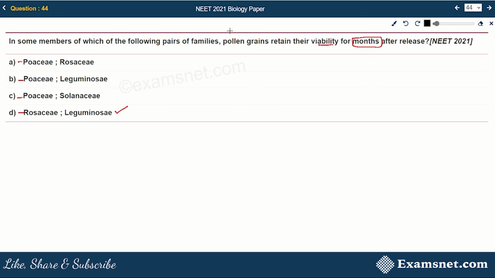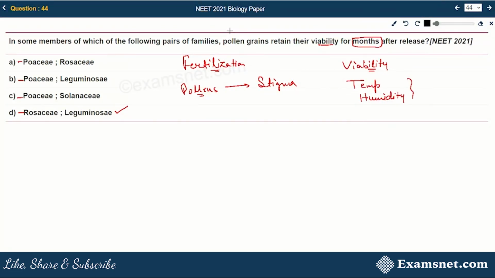Now we know what happens during fertilization. During this process, the pollen grains from the flowers are transferred to the stigma of flowers. Now these pollen grains have to land on the stigma before they lose their viability. What is viability? It is their ability to carry out the fertilization. Now the period for which the pollen grains remain viable depends on prevailing temperature and humidity to some extent, but most importantly, it varies from one family to another.